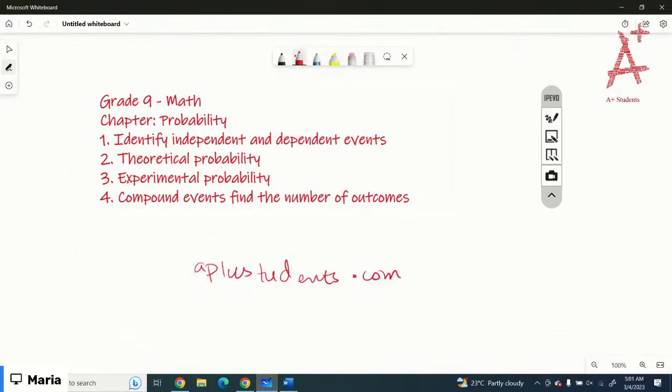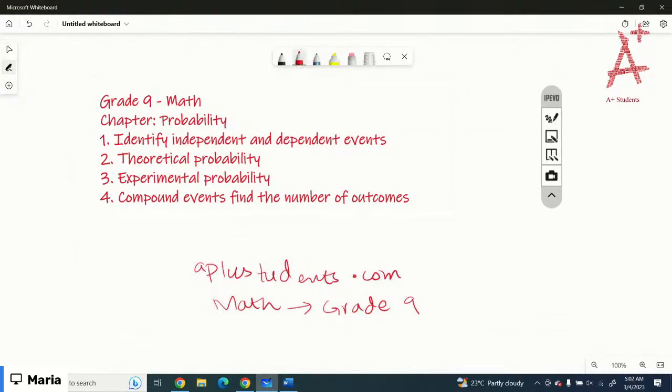You have to log in there using your email address, and the password is provided by the administrator. Then you have to select math from the subject tab. Scroll down to grade 9 and then click on view all lessons. There you can find a list of the chapters.